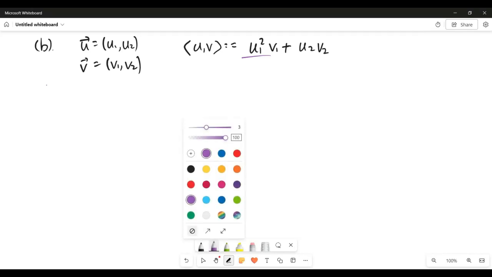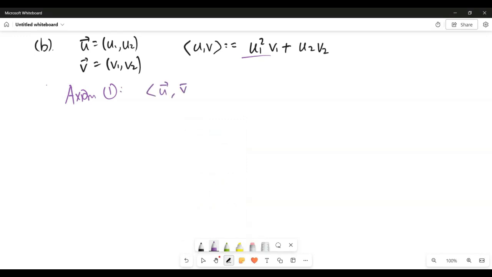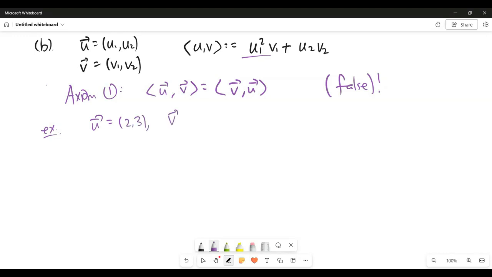And now let's try axiom 1. Axiom 1 is like this. When you take the inner product with itself, the two positions can be interchanged. And now I claim that it is false. And once again, to show it is false, you have to give me some examples. For example, I'll just try my luck. I'll choose the vector u to be (2, 3), the vector v to be (4, 5). To show it is false, you have to compute the left side, and separately compute the right side, and the two values are not the same.